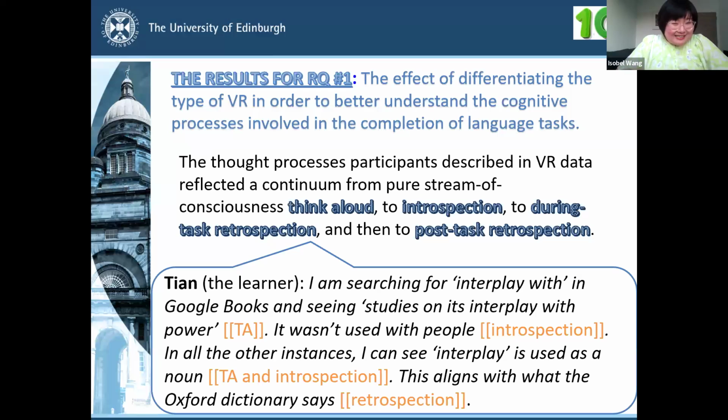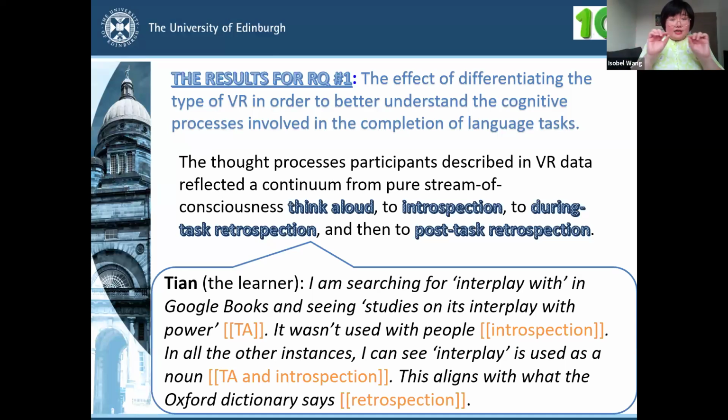So let me show you an example, okay? This data is from one of our participants. Her name is Tian. In this example, she assumed the role of the learner. And just by the way, all the quotations we provided here were originally in Chinese and we translated them into English. So Tian started to provide think aloud data. She said, "I'm searching for interplay with in Google Books and seeing studies on its interplay with power."